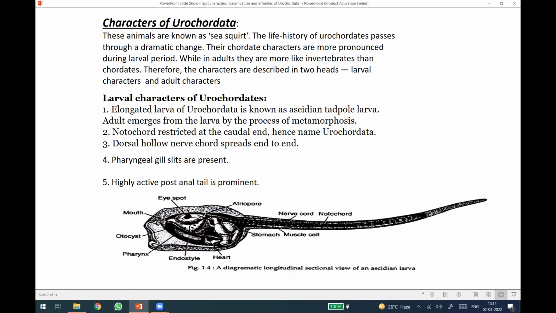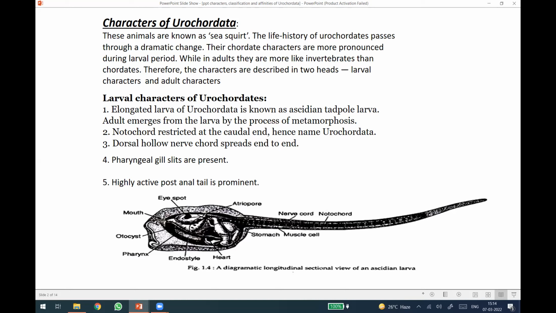When it metamorphoses into an adult, the adult body becomes a sac-like structure devoid of the two important chordate characters, the nerve cord and notochord, which are shed during the metamorphosis. So this is a very dramatic metamorphic change, which we have already seen, called retrogressive metamorphosis. That is, the larva is much more chordate-like and the adult is more non-chordate-like. In adults, they are more like invertebrates.